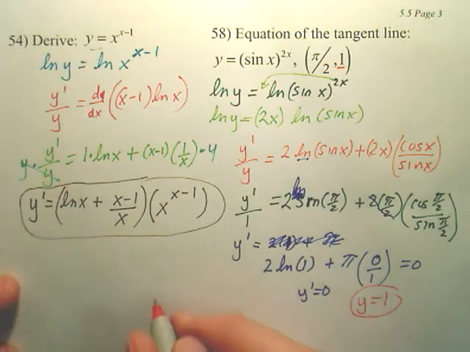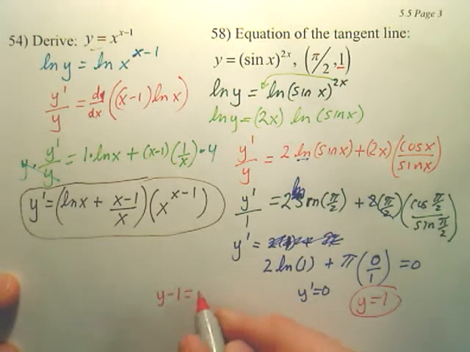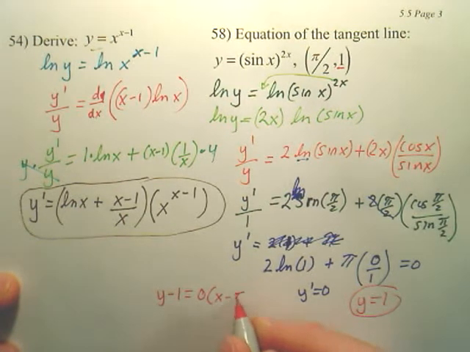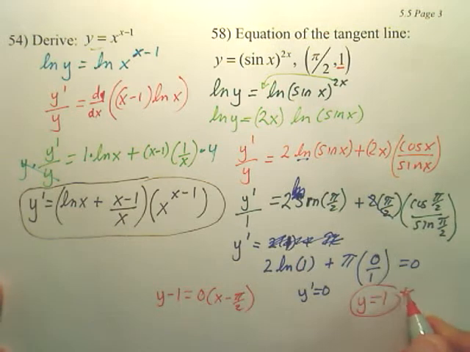Just really quick, if you did the whole thing, y minus 1 equals 0 times x minus pi over 2. If you did this process, doesn't this all become 0? And then move the 1 over? There's your answer.